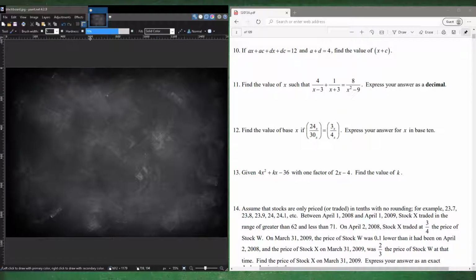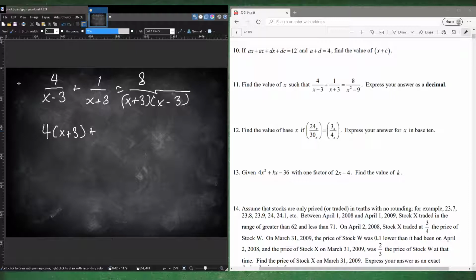Number 11. Find the value of x such that 4 over (x minus 3) plus 1 over (x plus 3) equals 8 over (x squared minus 9). So we have 4 over (x minus 3) plus 1 over (x plus 3) and 8 over x squared minus 9, which is just (x plus 3) and (x minus 3). So what we do is get the same denominator. So right here we have to multiply by (x plus 3). So that's 4 times (x plus 3) plus, here we need (x minus 3). And then this one doesn't need anything because it already has it.